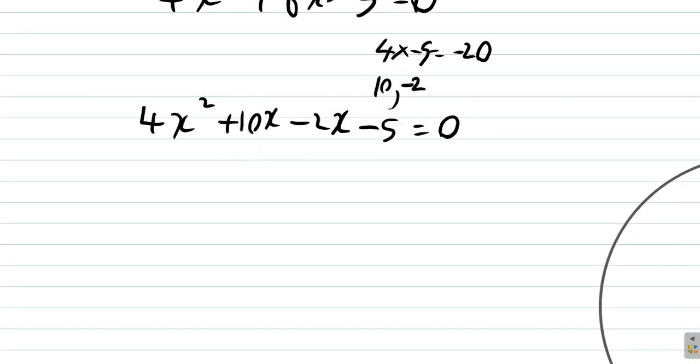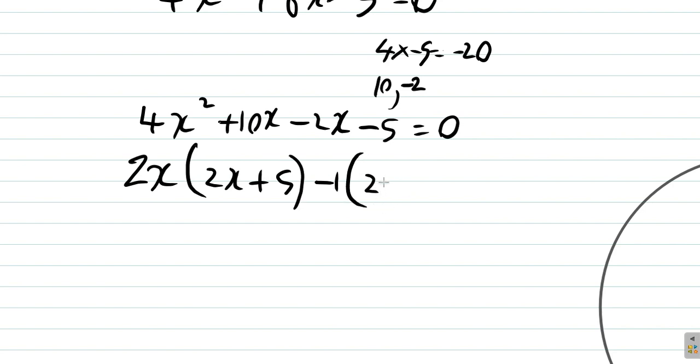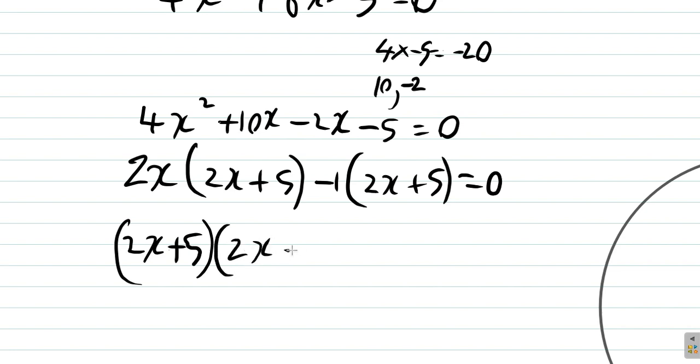Then we factorize here. We have 2x outside the bracket: 2 into 4, 2x, plus 2 into 10, 5. Minus 1. Then we have 2x plus 5 equals 0. See that? We factorize. So the 2x plus 5 is a common factor. We have 2x plus 5 times 2x minus 1 equals 0.